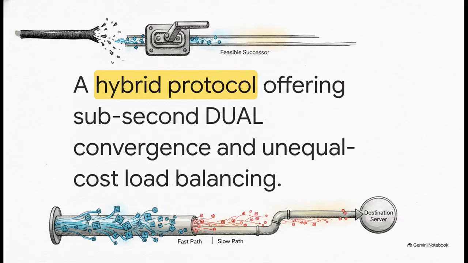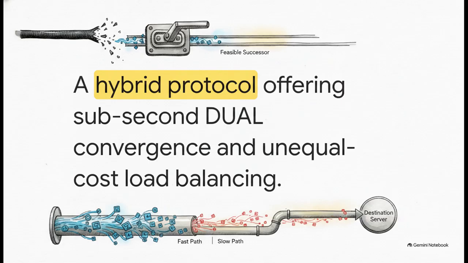What's really interesting about EIGRP is its totally unique DUAL algorithm. Instead of building a heavy GPS map like OSPF, DUAL mathematically precomputes valid, loop-free backup paths. They call these feasible successors. So if a primary link fails, EIGRP doesn't need to stop and calculate. It just flips to the backup instantly. We're talking sub-second convergence here.